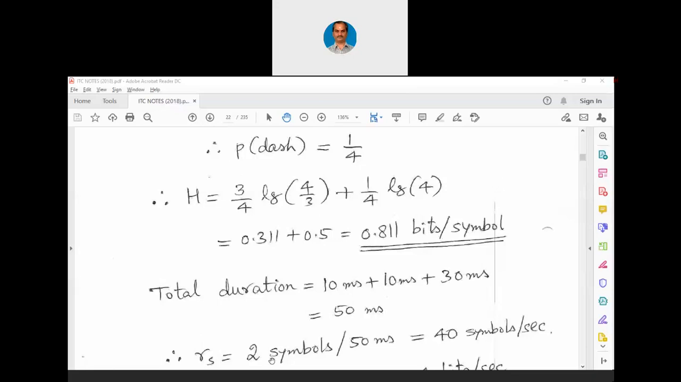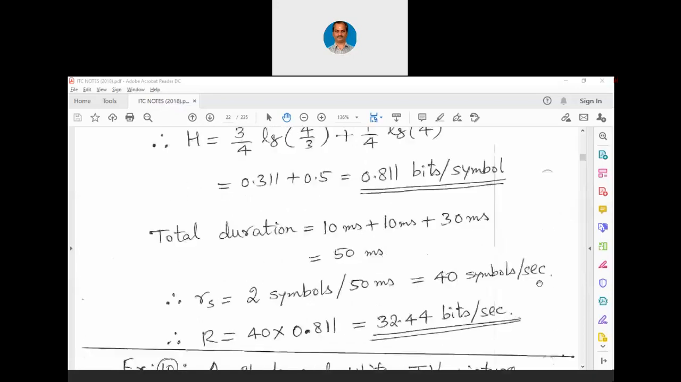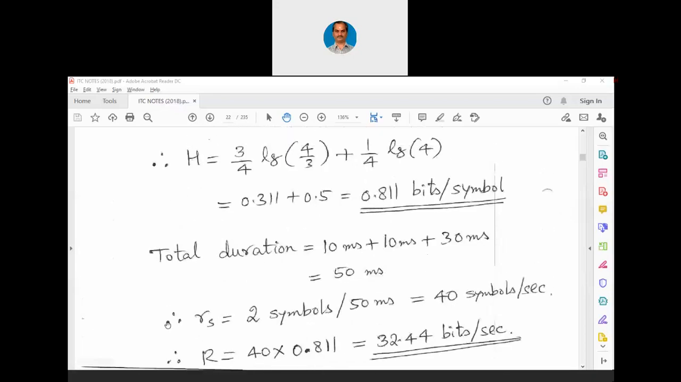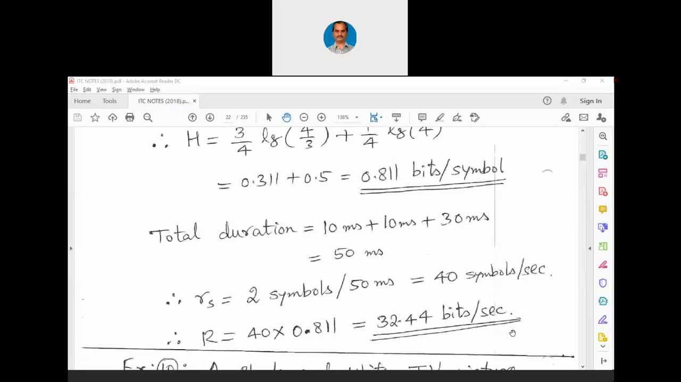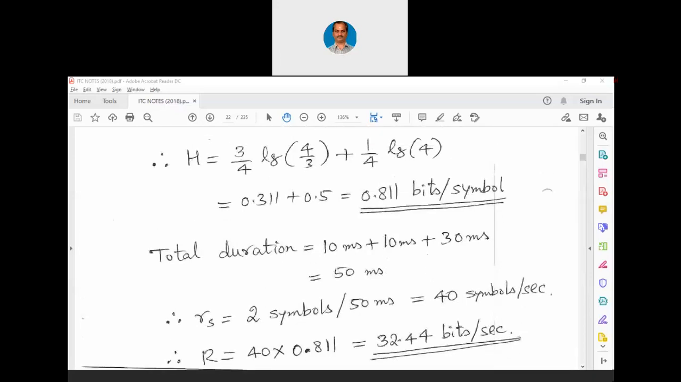So this symbol rate of 2 symbols per 50 milliseconds is 40 symbols per second. Now we can find out the total information rate R, which is Rs into H, that is 40 into 0.811 equals 32.44 bits per second. This is one exercise. I hope you understood this particular exercise. All these exercises are simple as such, but it requires an understanding of the concept, so that you have to relate the exercise about how to use the formula for arriving at the results.